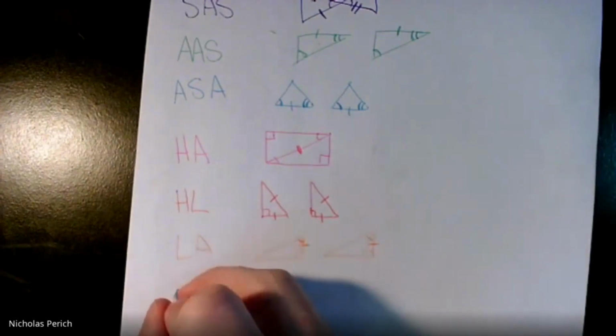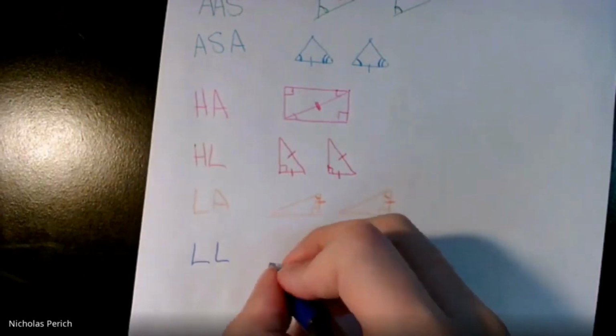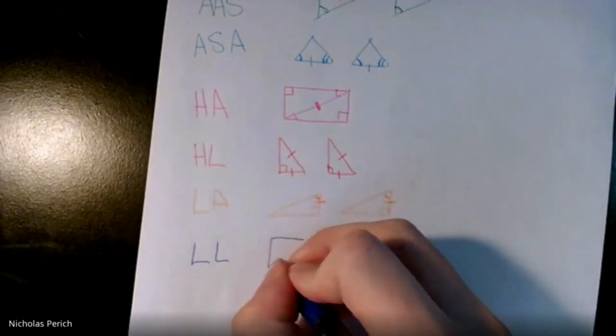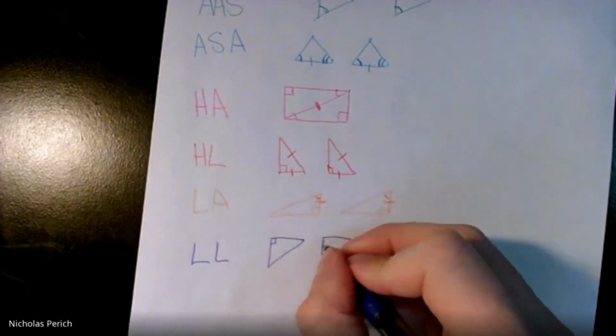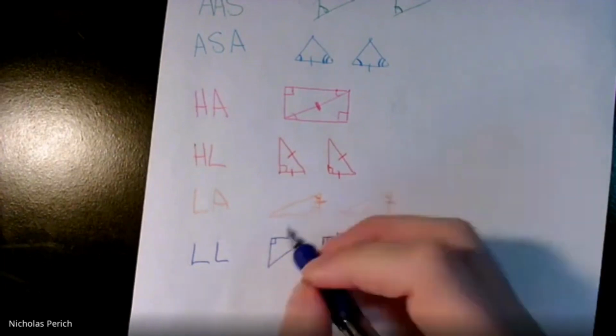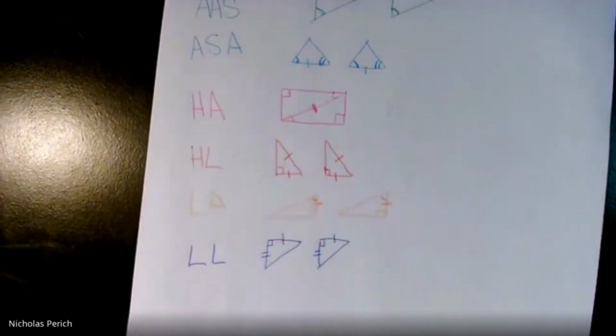And last but not least, I have LL. So if I have a definite right triangle, and another definite right triangle, and that leg is the same as that leg, and that leg is the same as that leg, then I have LL.